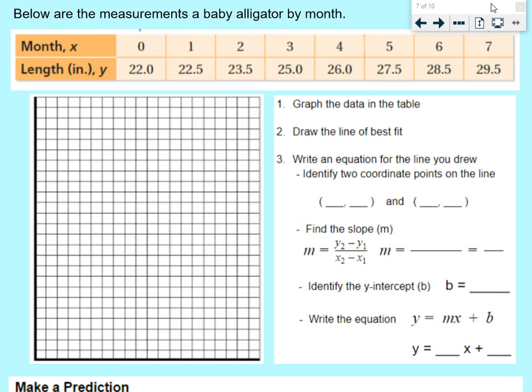First off, we want to graph the data in the table. Now, if you notice, we don't have any numbers on our graph. We just have a graph. So first off, let's label our x-axis and our y-axis. Now, we want to get to 22, but we don't want to count starting at 0. We want to really focus on the numbers 22 through 29.5. That's the range of our data.